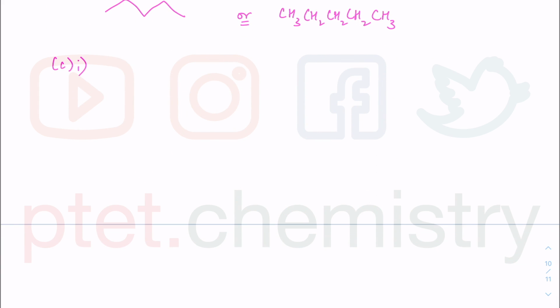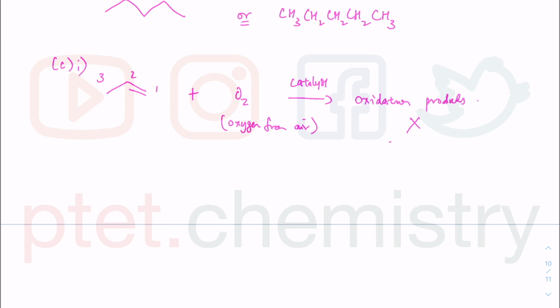Question part C: propene is separated from the mixture and you heat it in the presence of a catalyst. So you've got propene, which is a 3-carbon alkene, and then you heat it in the air in the presence of a catalyst. This is oxygen from the air. You get oxidation products. So propene is oxidized to X, which contains 2 functional groups.